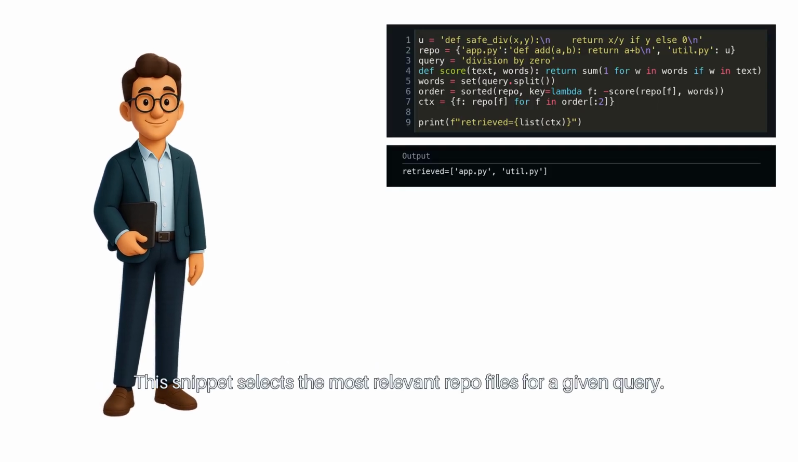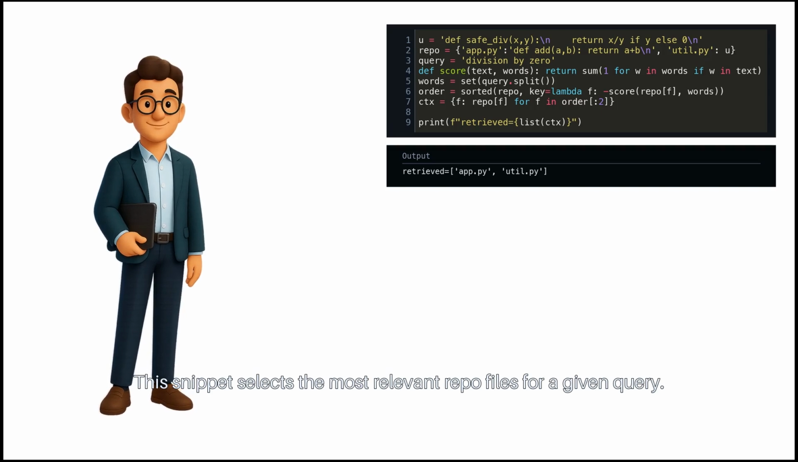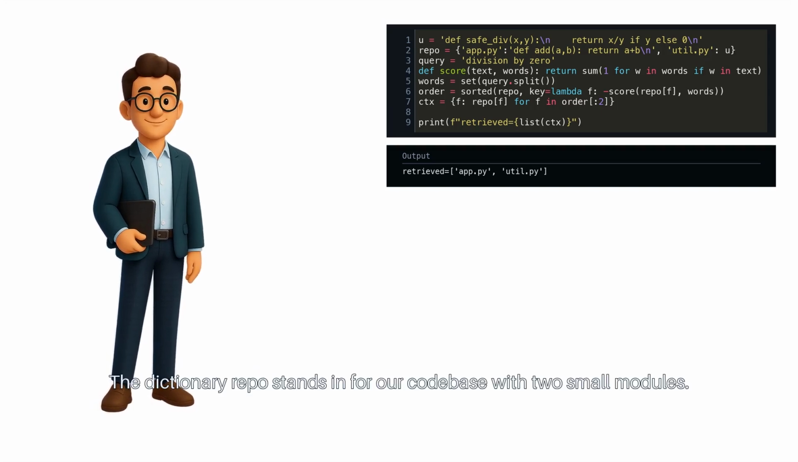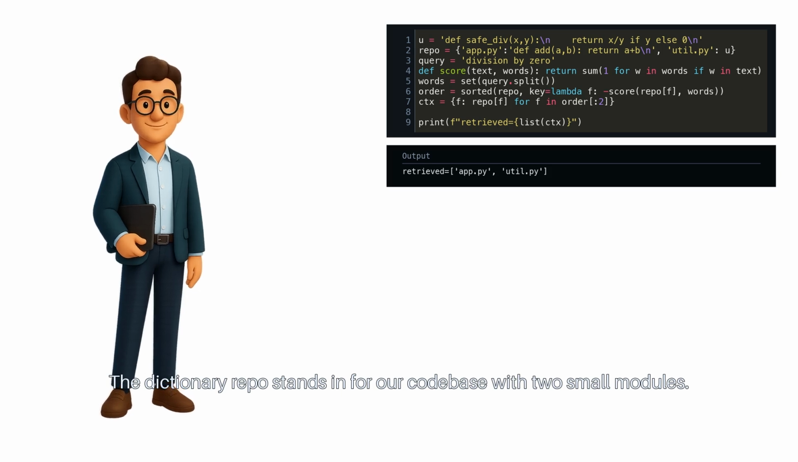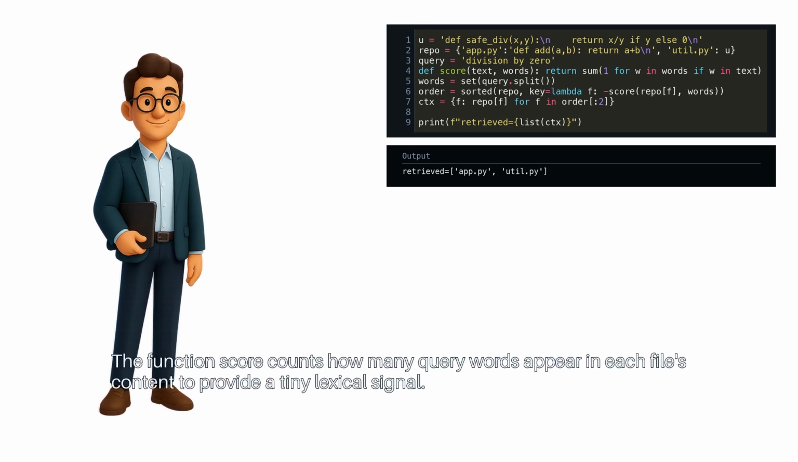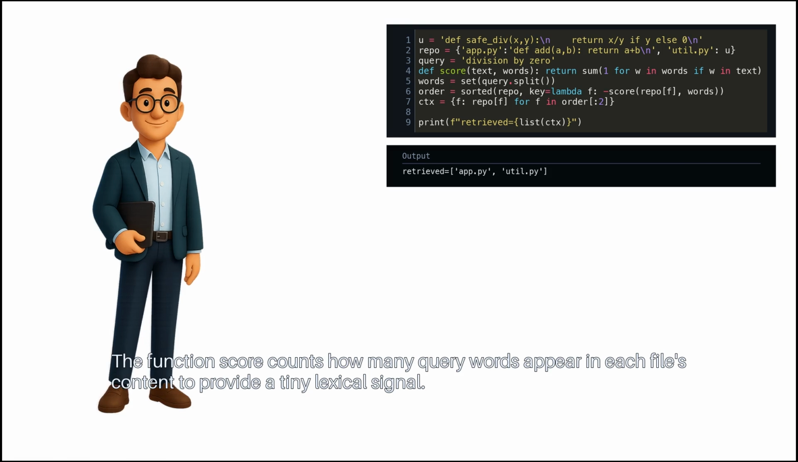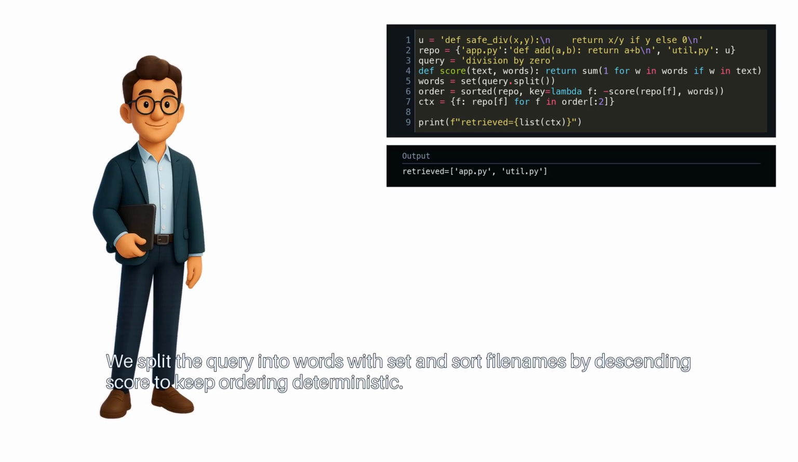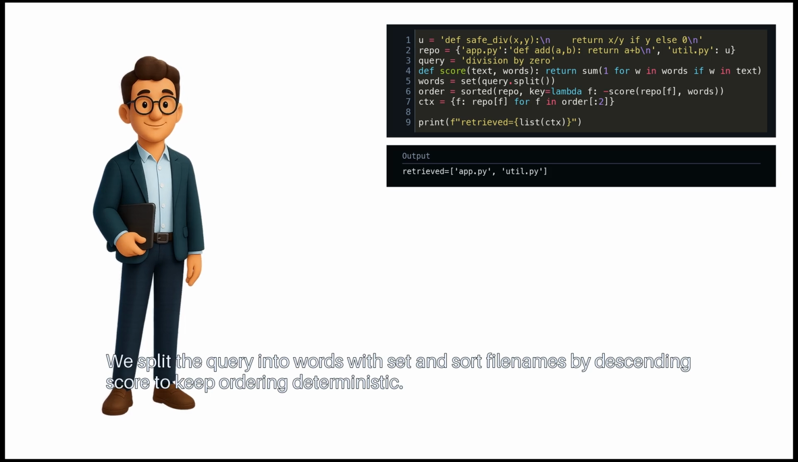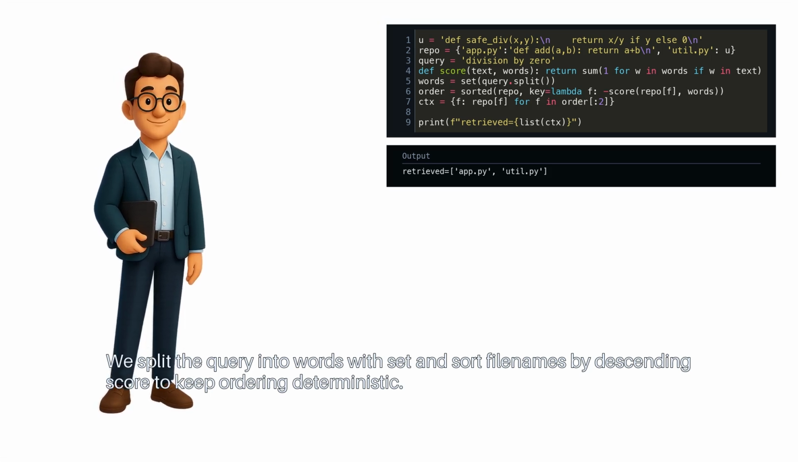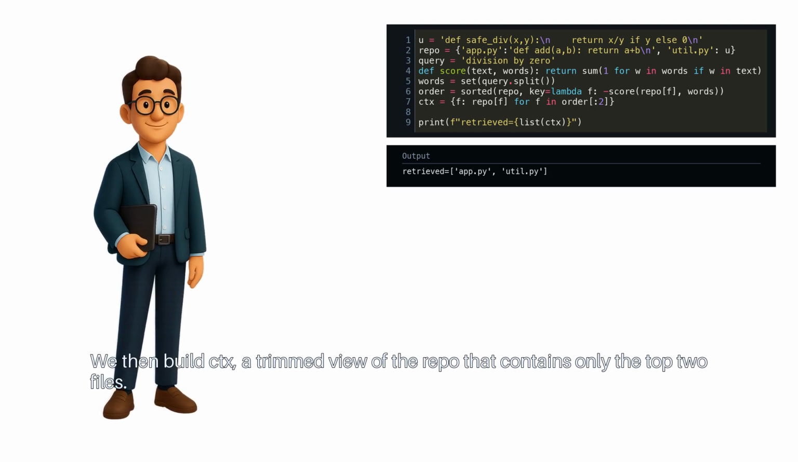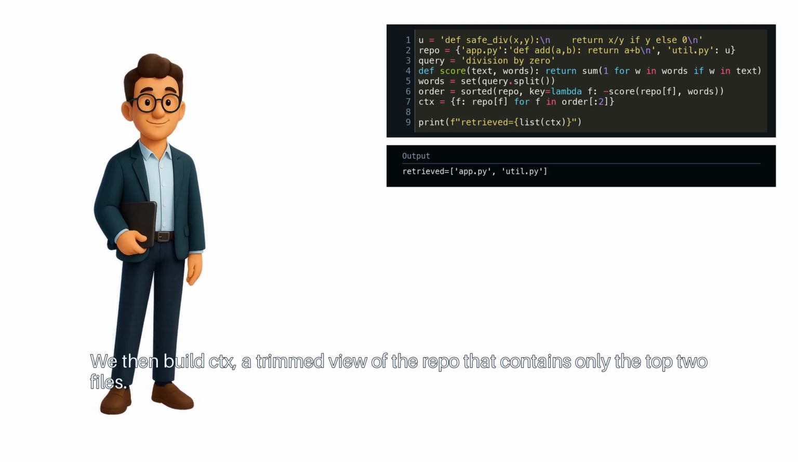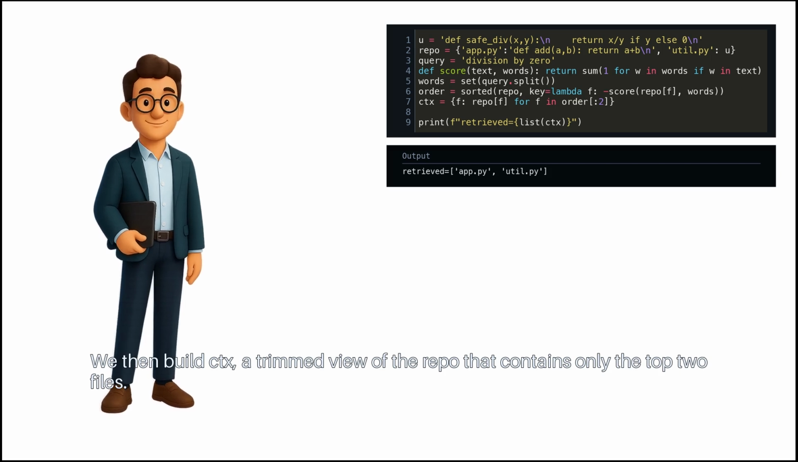This snippet selects the most relevant repo files for a given query. The dictionary repo stands in for our codebase with 2 small modules. The function score counts how many query words appear in each file's content to provide a tiny lexical signal. We split the query into words with set and sort file names by descending score to keep ordering deterministic. We then build CTX, a trimmed view of the repo that contains only the top 2 files.